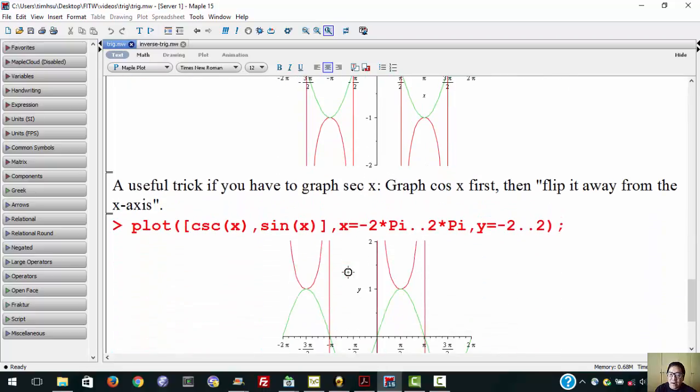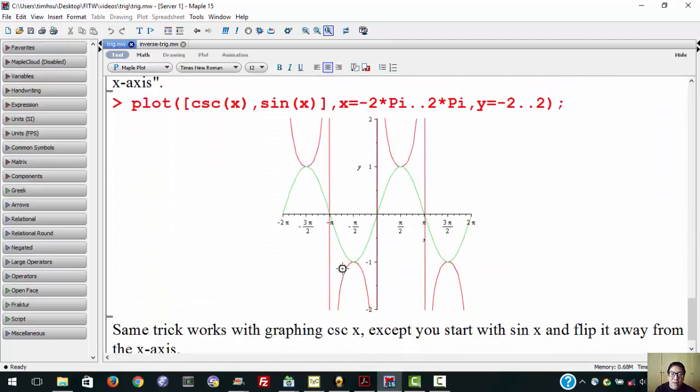And in a very exactly analogous way, if you want to graph y equals cosecant of x, one way to do this is to graph sine of x. So here in green is the graph of sine of x, and then it's again flipped away from the x-axis, and you get asymptotes at multiples of pi.